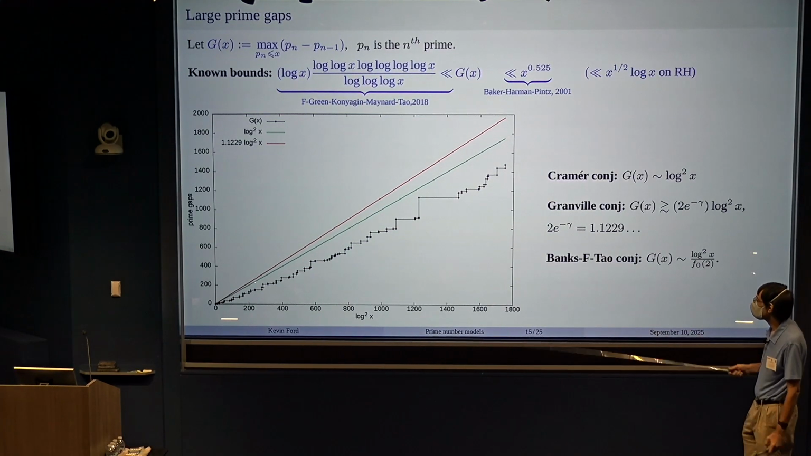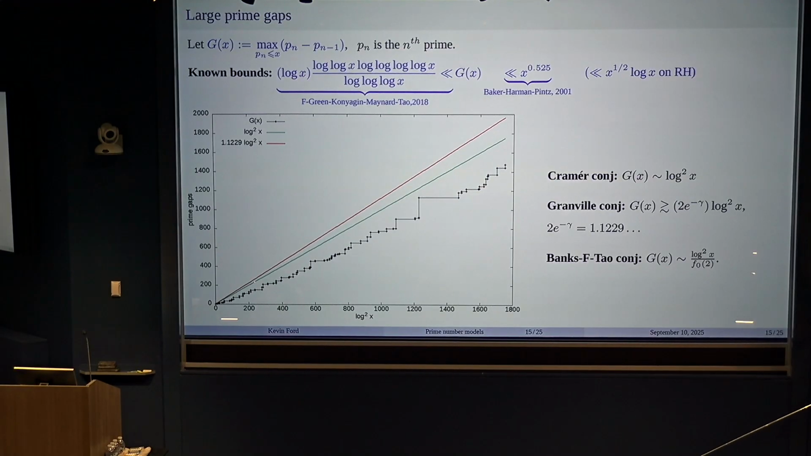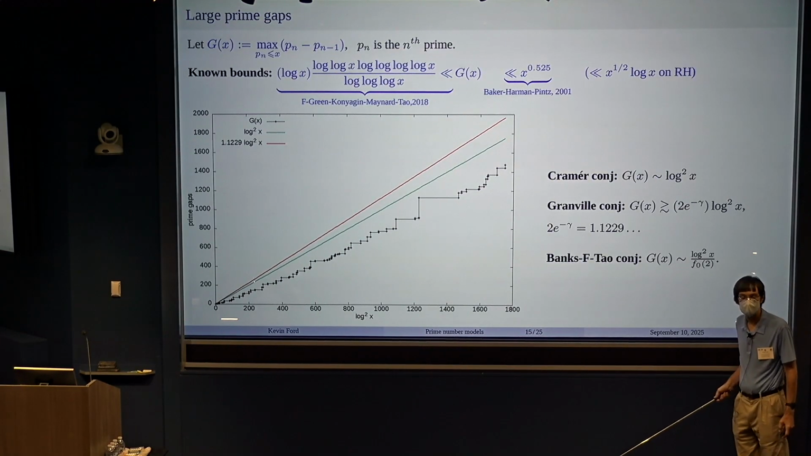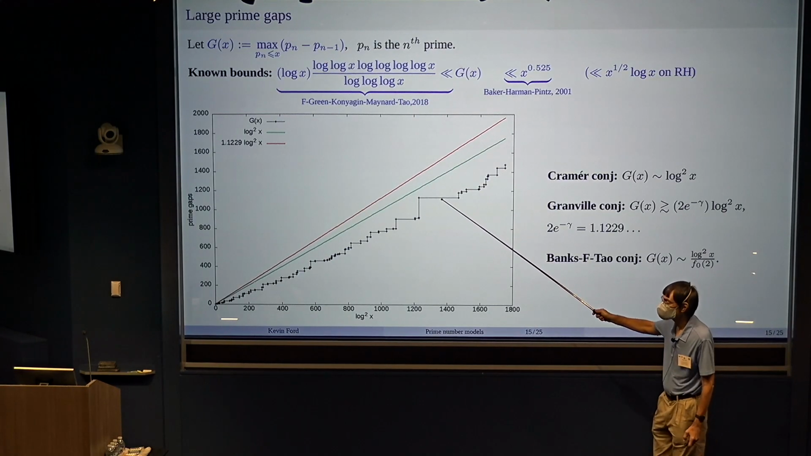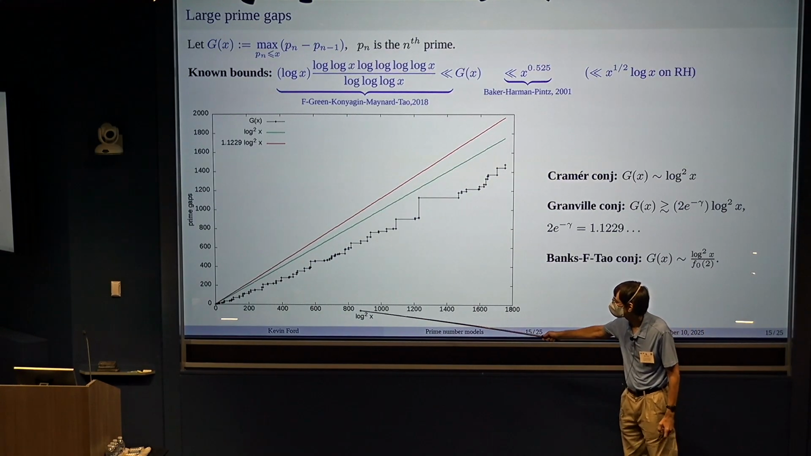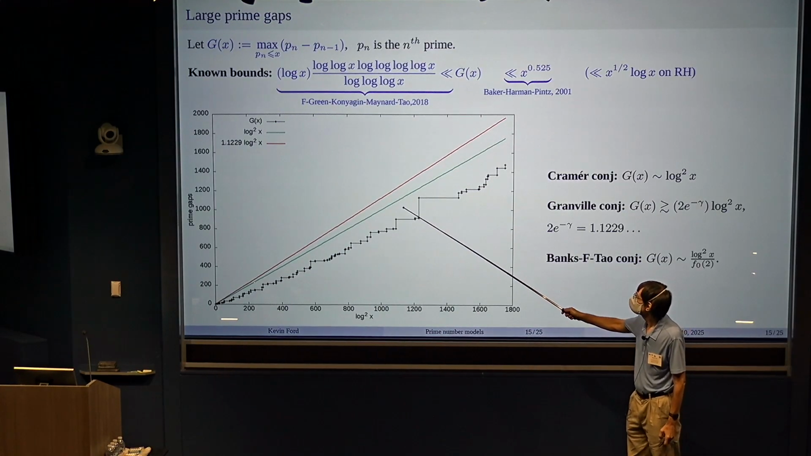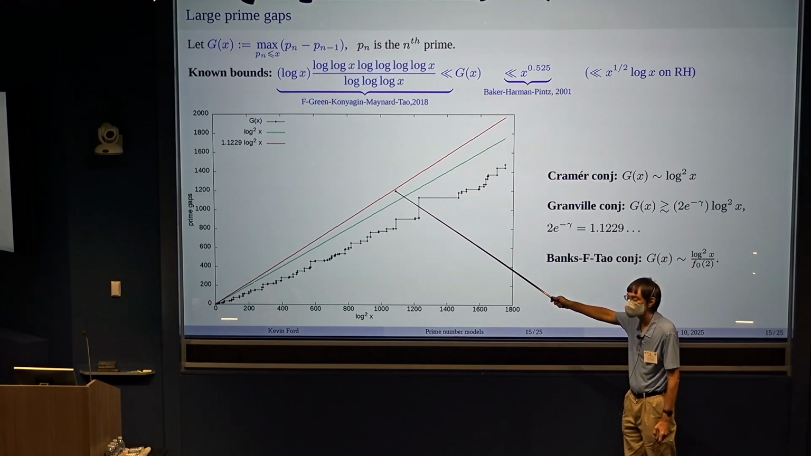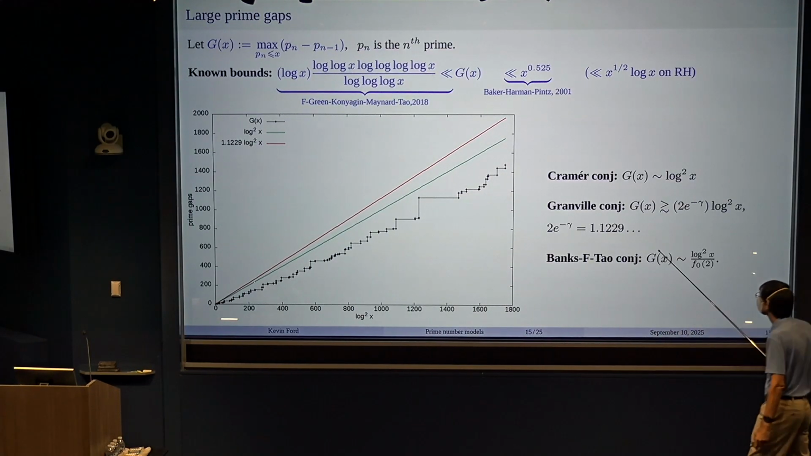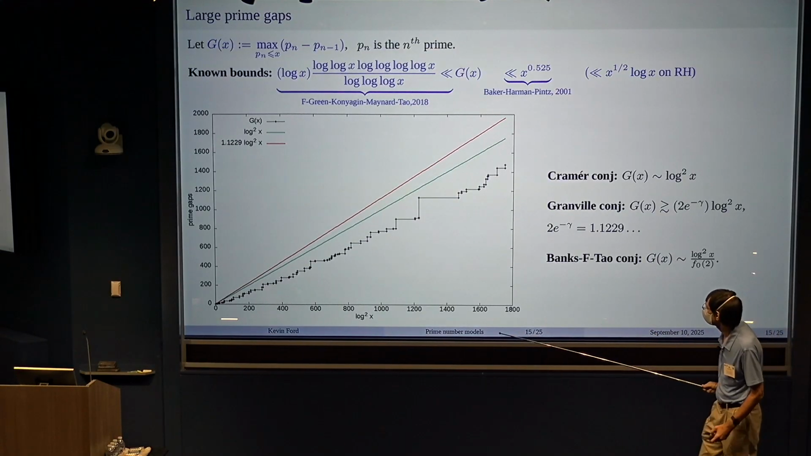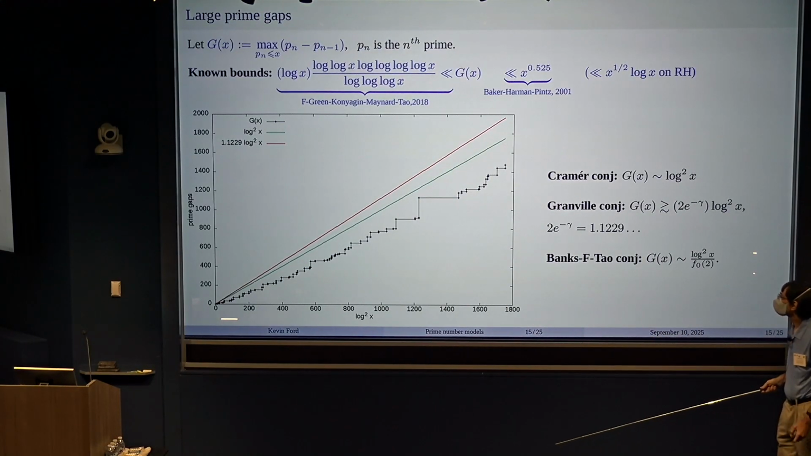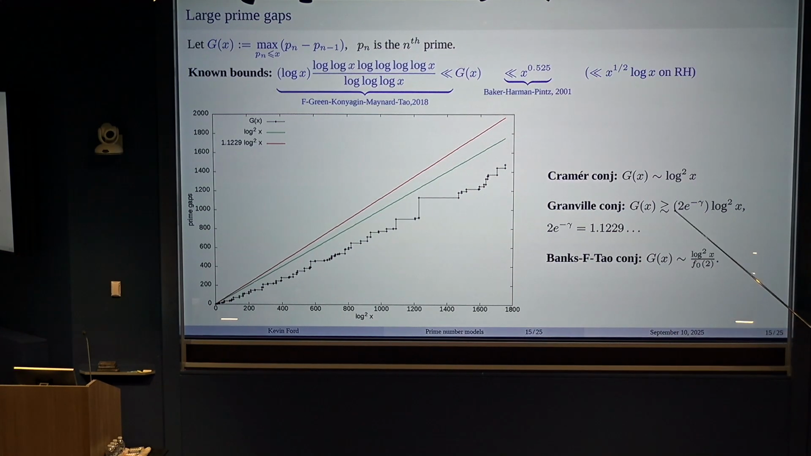The computational data is rather unconvincing. It doesn't match any of these. The black being the actual largest prime gap, and this is a strange, what I call a log squared x scale on the x-axis here. Green is Cramer. The red is the lower bound from Granville's model, and that also follows from the model I have with Banks and Tao. So I think it's just because log of x is very small in this range, and we'd have to go up way, way, way far out in order to really see what's going on.